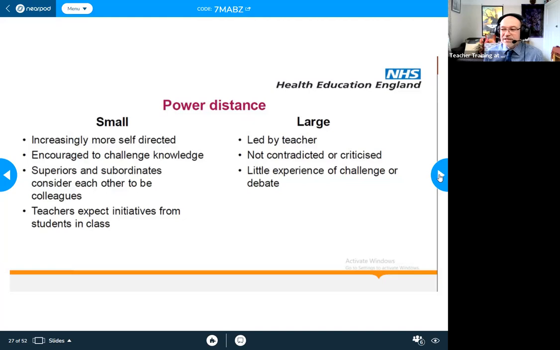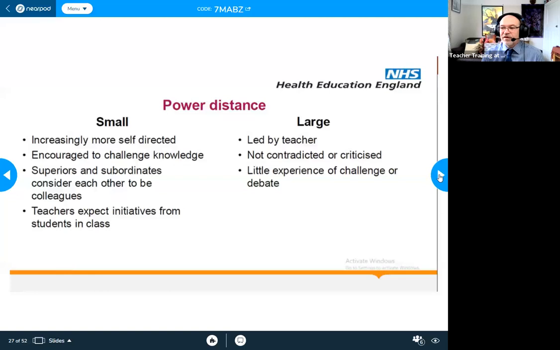So discussing, challenging, group work, what do you think? What are your opinions? What would you do? These are not really valued or understood necessarily by somebody who comes from a culture that has a large power distance. Again, with a small power distance, teachers do expect initiatives from students in class, whereas teachers from countries with a large power distance probably wouldn't. So this is how it can impact both the way the teacher approaches lessons, and the expectation of the learner.